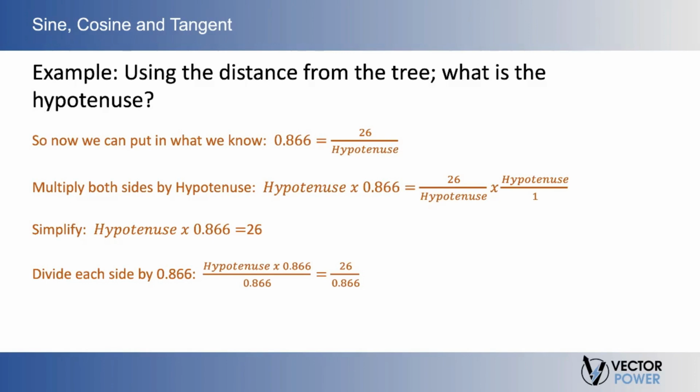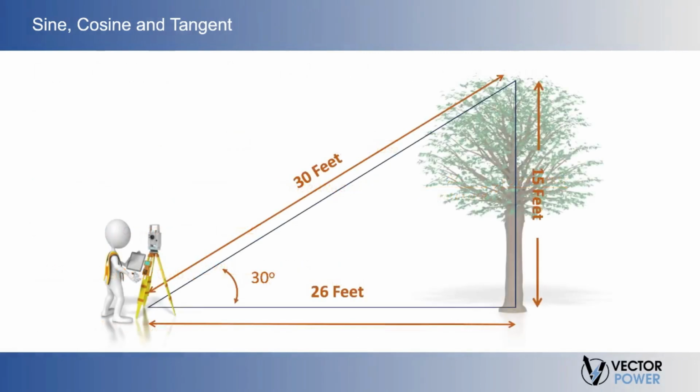We now divide both sides of the equation by 0.866. That will simplify to the hypotenuse equals 26 divided by 0.866, and now we can solve. The hypotenuse is 30 feet. Is that what you got as your answer? If so, congratulations. In fact, congratulations. You just successfully used the sine, the cosine, and tangent function in practical applications.